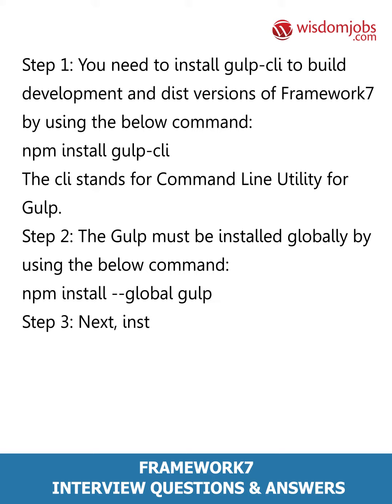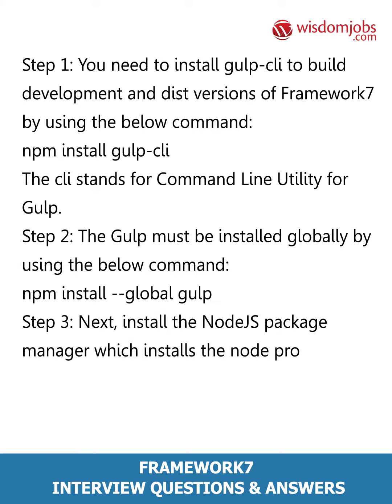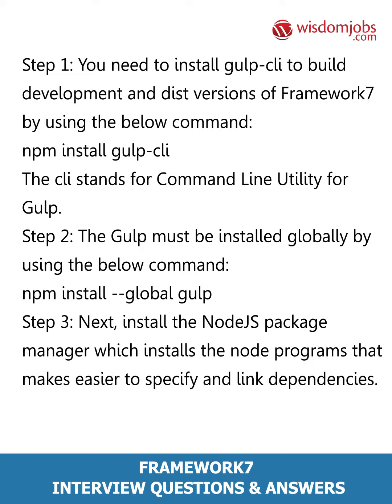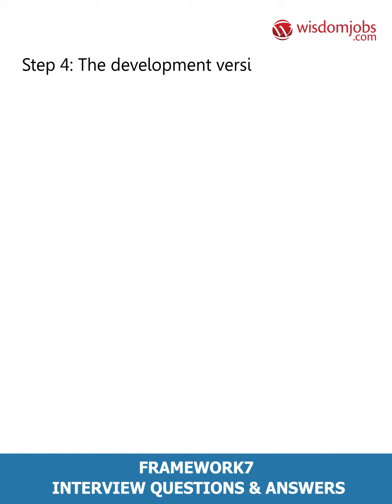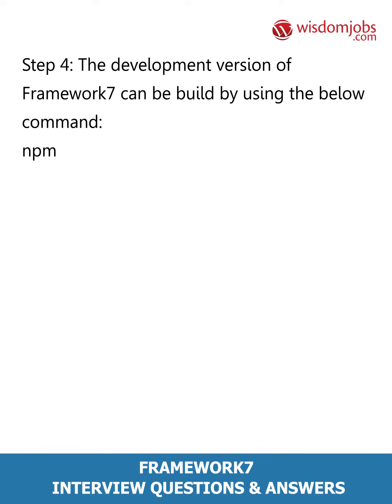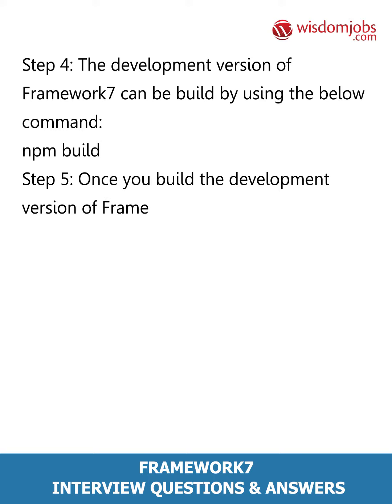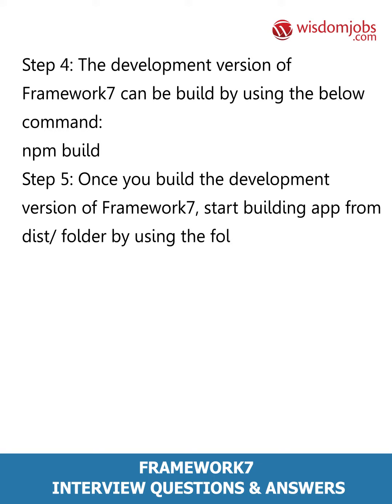Step 3. Next, install the Node.js package manager, which installs the Node programs that make it easier to specify and link dependencies. The below command is used to install: npm install. Step 4. The development version of Framework 7 can be built by using the below command, npm build. Step 5. Once you build the development version of Framework 7, start building the app from the dist folder by using the following command, npm dist.